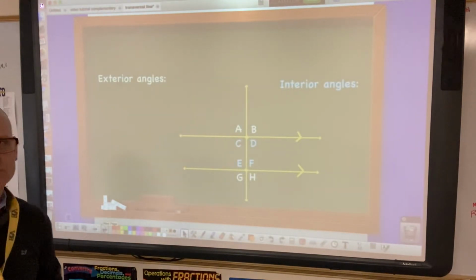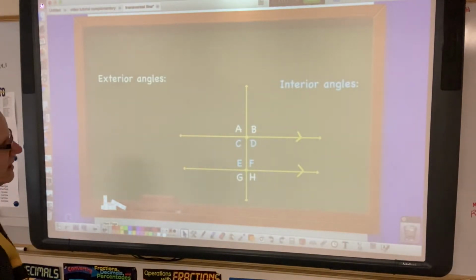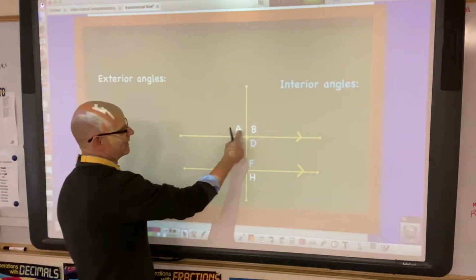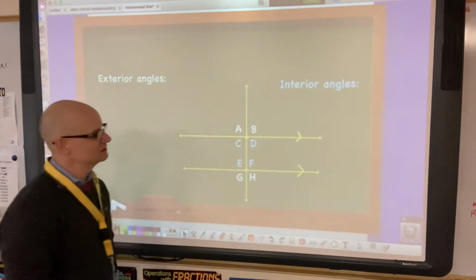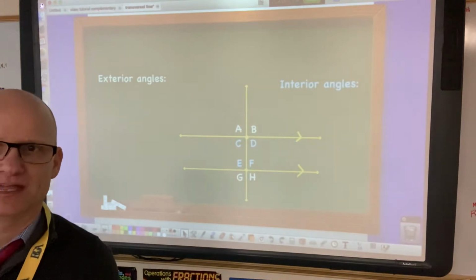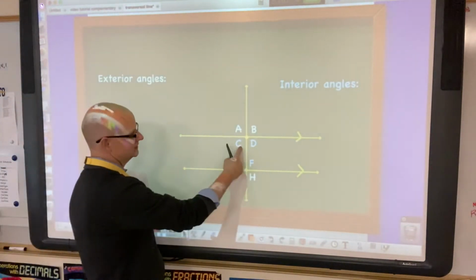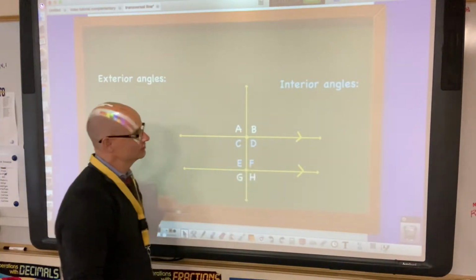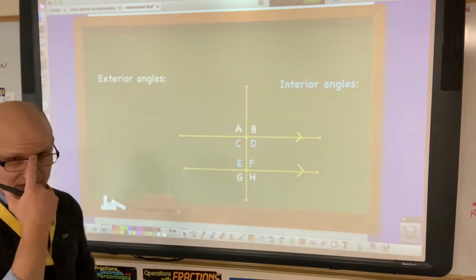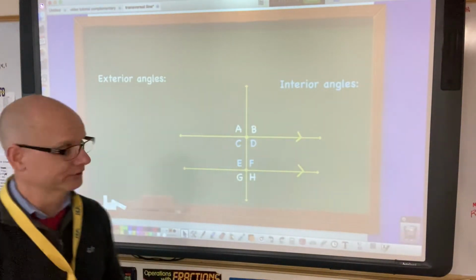Exterior and interior angles. So here, notice the white. Those would be considered my exterior angles. And the blue, angles C, D, E, and F, these would be considered my interior angles. And why do we need to know that? Okay, so here's the reason why.